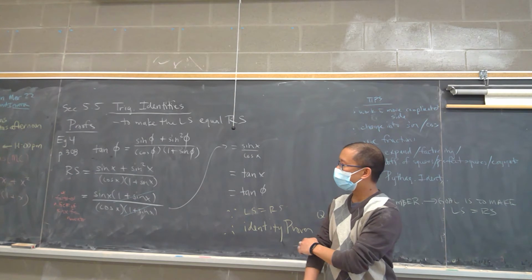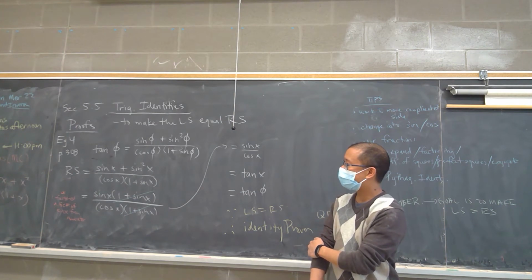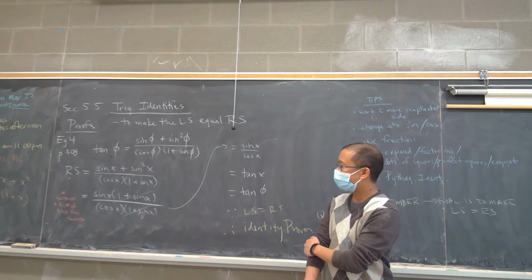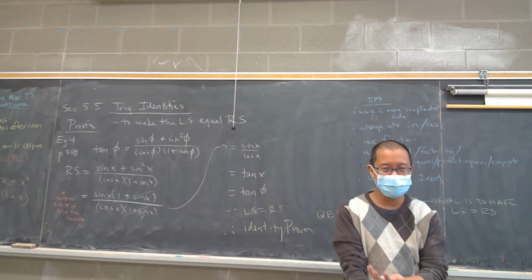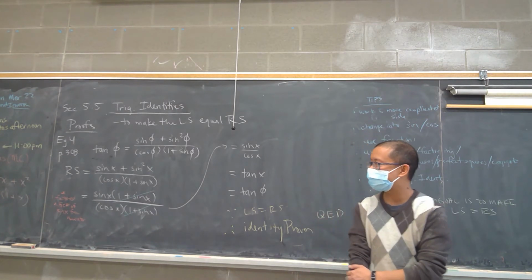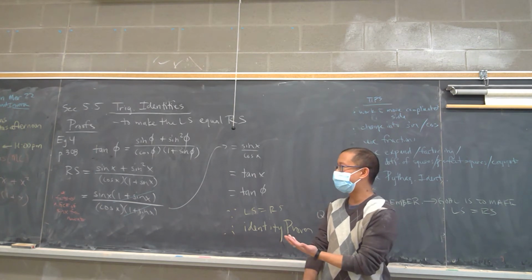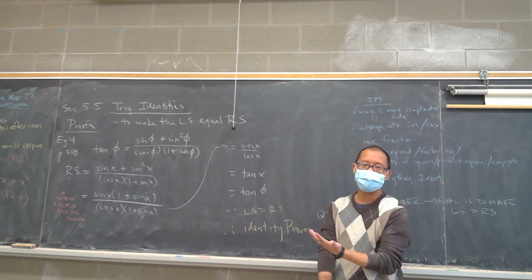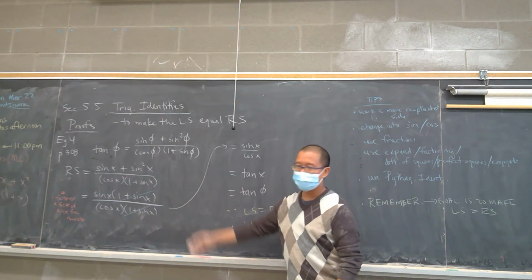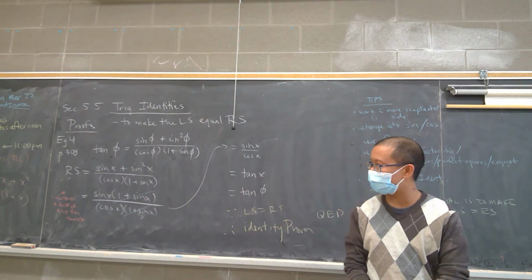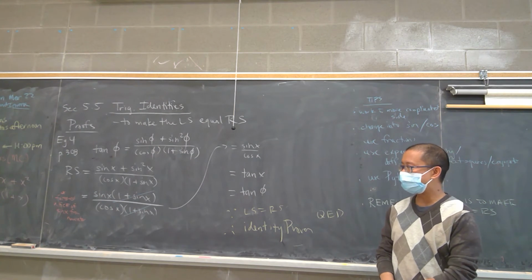So we have tan phi is equal to sine phi plus sine squared phi all over cos phi times 1 plus sine phi. Now, it's a little hard to pronounce, so it's okay to do a quick substitution for the angle phi with x, or theta if you wanted. So I just rewrote the question. Now, I obviously chose the more challenging side, which was the right-hand side.